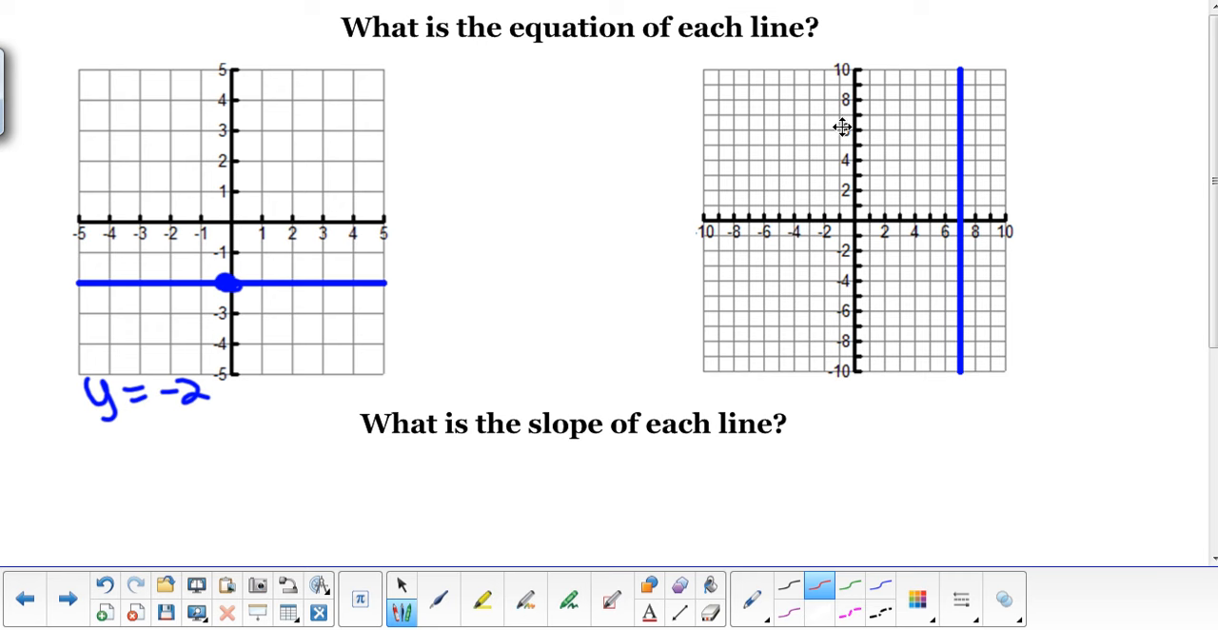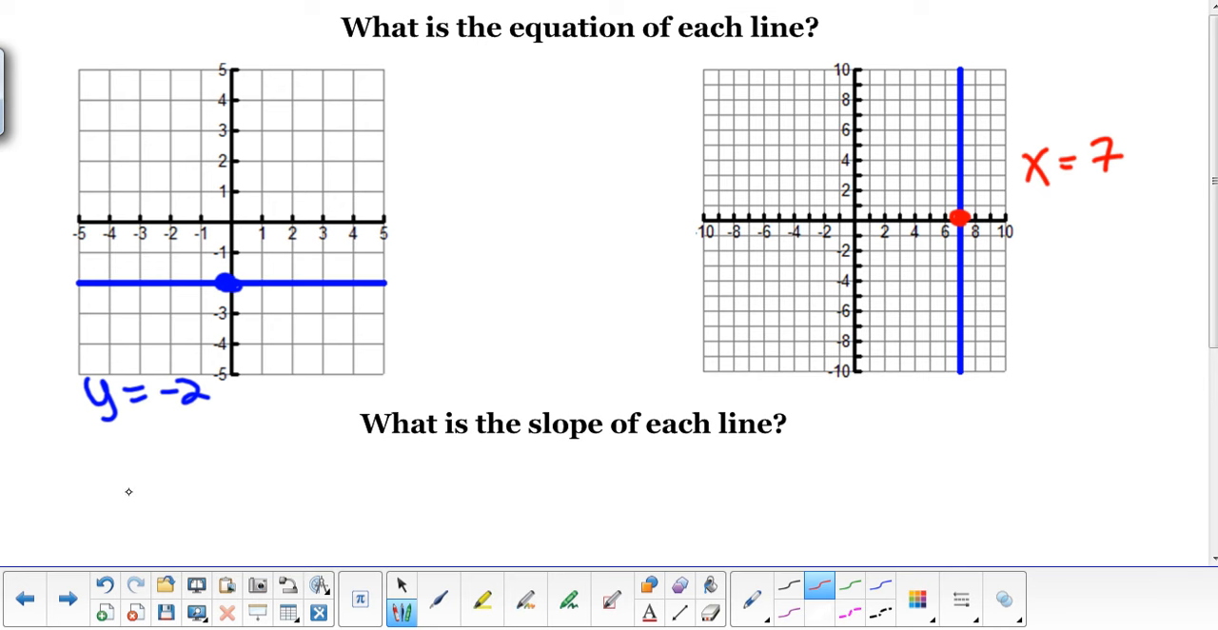Come over here. Well, what axis did it cross? It crosses the x-axis at 7. And the x always stays on 7. It never goes to 8 or it never goes to 6. So in this equation, it's x equals 7, because it crosses the x-axis and stays at 7.